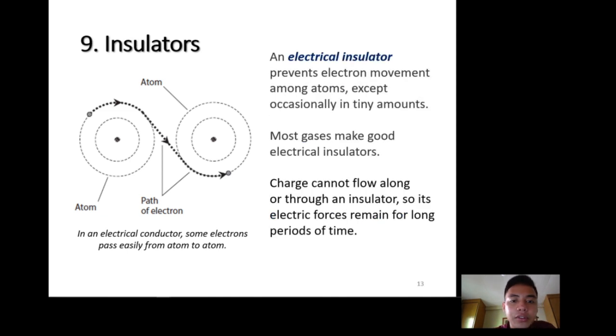Now in insulators, an insulator prevents electron movement among atoms except occasionally in tiny amounts. Most gases make good electrical insulators. For example, air is a good electrical insulator. Charge cannot flow along or through an insulator, so its electric forces remain for long periods of time. So there's a blockage, no? The most common insulator is like plastic, no? So really, the electron cannot transfer to the other.